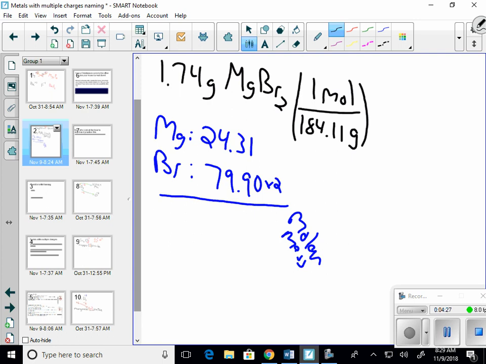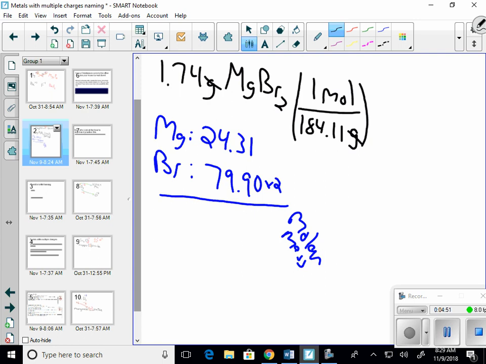Whenever you do any type of mole conversion, my first suggestion is immediately write down the number that's given to you. The conversion itself, that's an equality. There is 184.11 grams in 1 mole. Now recall, this would allow grams on the top and grams on the bottom to cancel out, and I'd be left with moles of MgBr2.